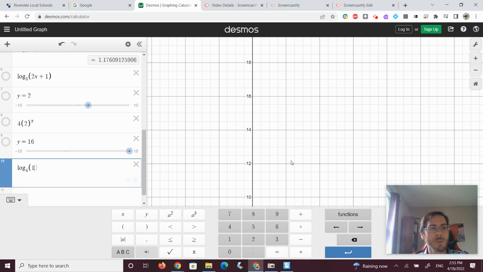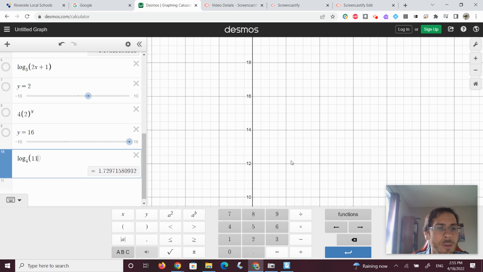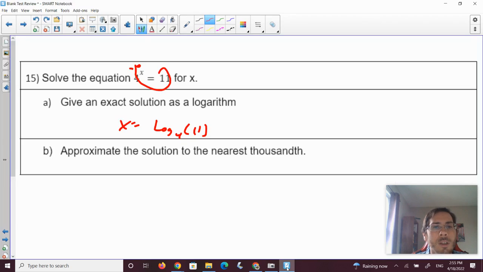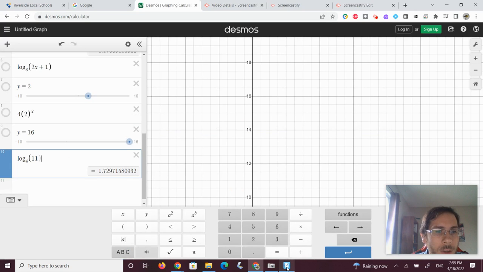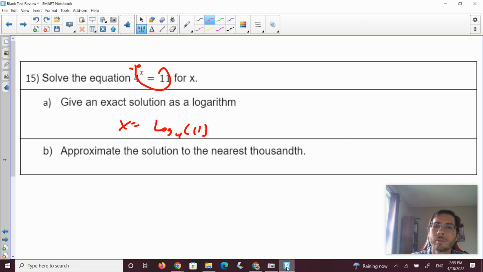Log base 4 of 11 is 1.7297. Nearest thousandth, so 3 decimals, 1.730. Good. And that's it. All done.